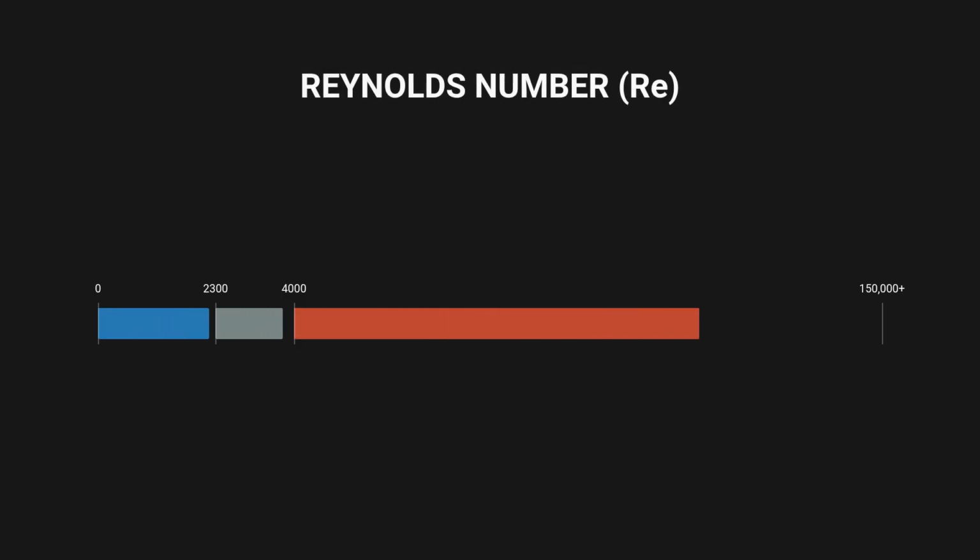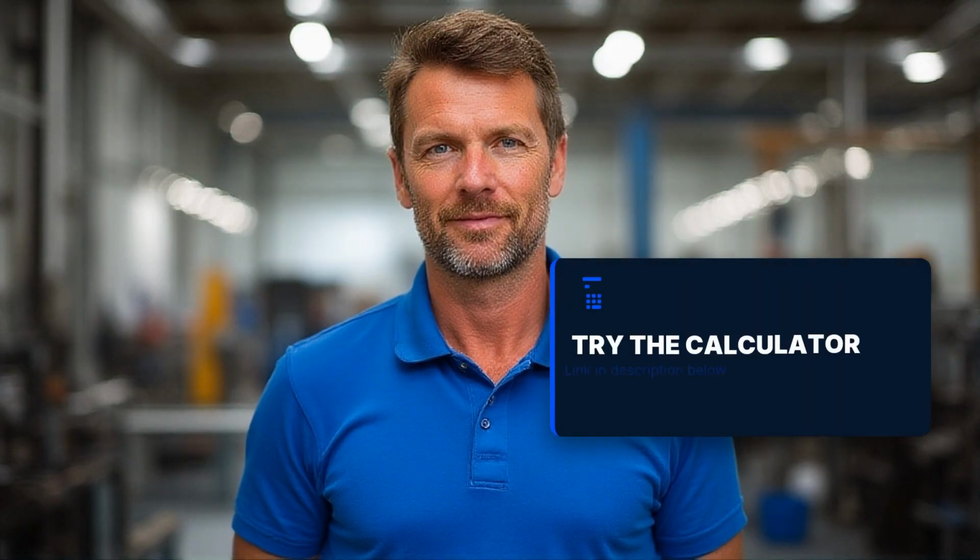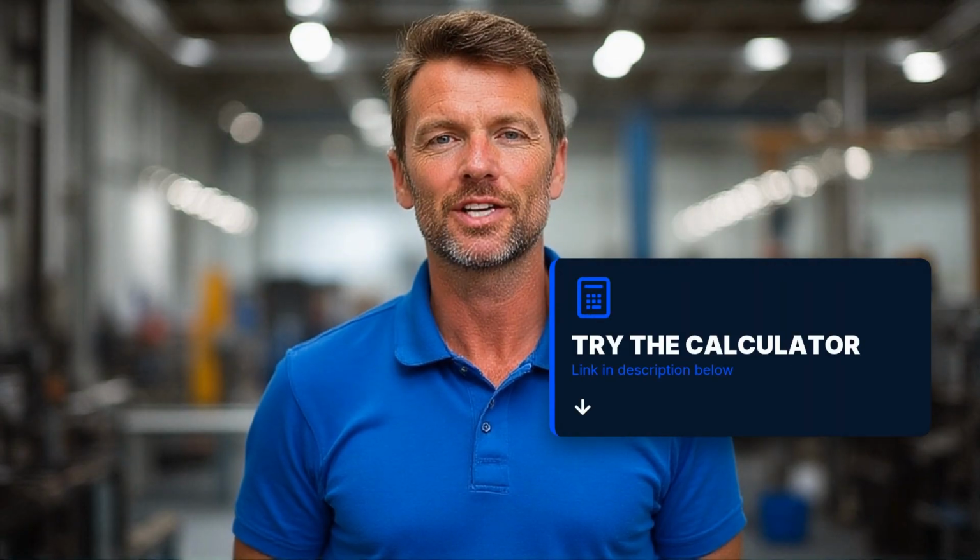This high Reynolds number confirms turbulent flow, which is expected for these conditions since values above 2300 typically indicate turbulence in pipes. This calculator simplifies flow regime analysis for your engineering projects.